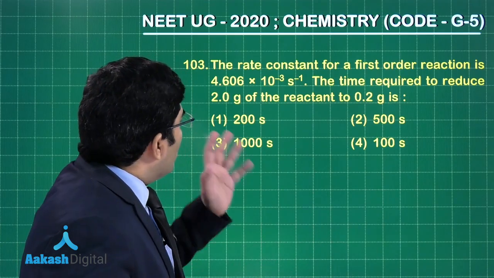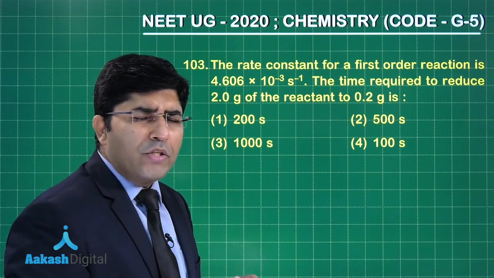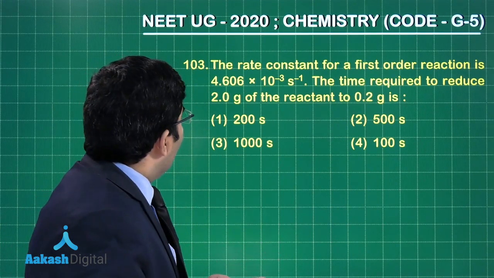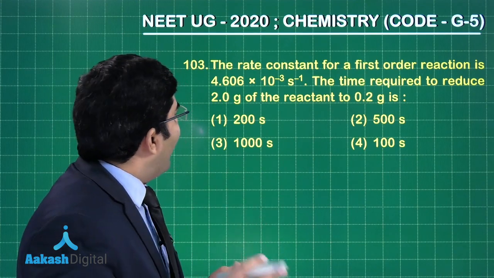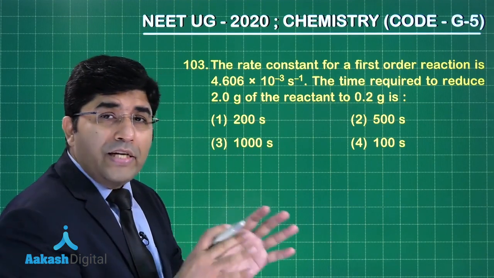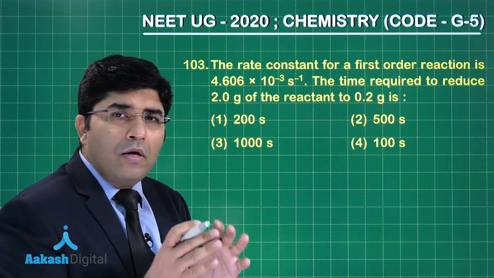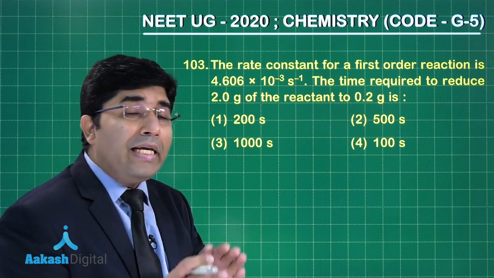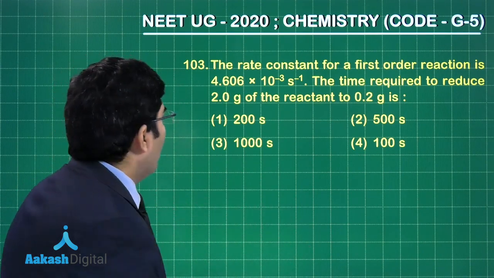So now this question is from the chapter Chemical Kinetics and it's based on the first order reaction. The question is asking: the rate constant for the first order reaction is 4.606 into 10 to the minus 3. It means the rate constant is given, as well as the initial amount of reactant and the final amount of reactant in grams, means the weight is given, right? Let's find out the solution.